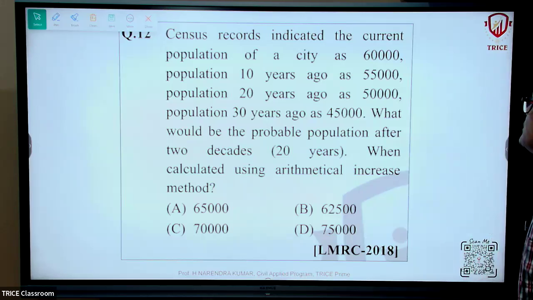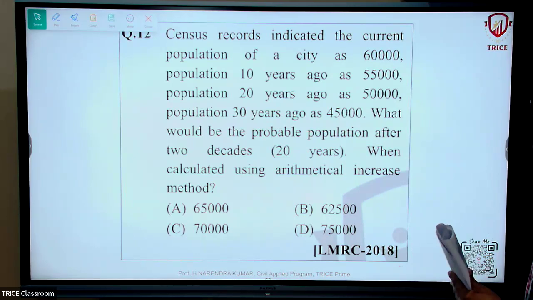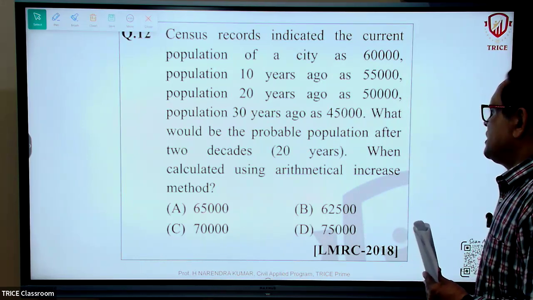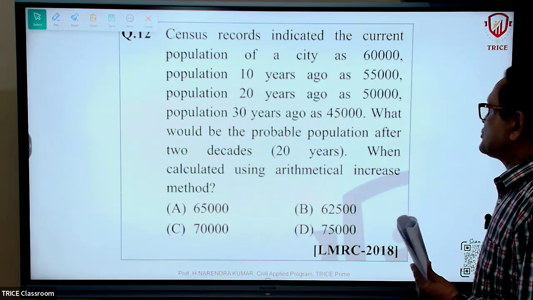So census record indicated that the current population of a city is 60,000, population 10 years ago was 55,000, population 20 years ago was 50,000, population 30 years ago was 45,000. What would be the probable population after 2 decades, that is after 20 years, when calculated using the arithmetical increase method?